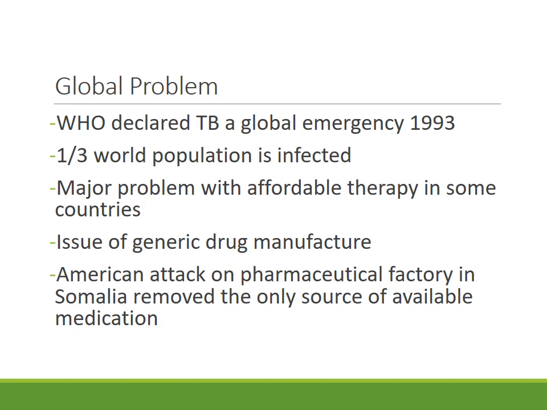WHO declared TB a global emergency in 1993, declaring that 1/3 of the world population is infected. The reasons being: a major problem with affordable therapy in some countries, the issue of generic drug manufacture, and an American attack on a pharmaceutical factory in Somalia that removed the only source of available medication.